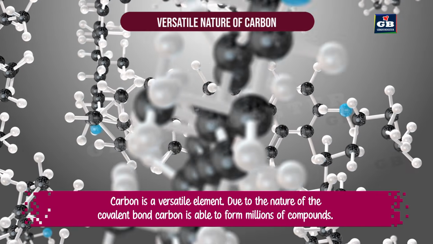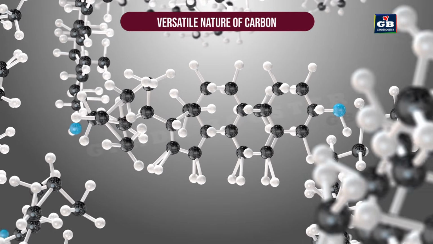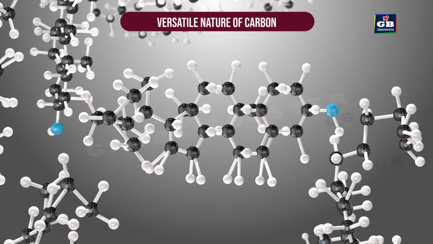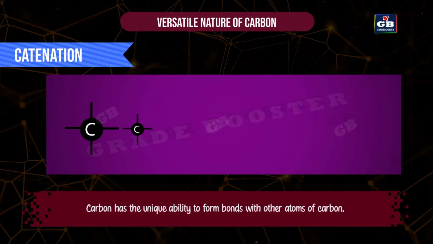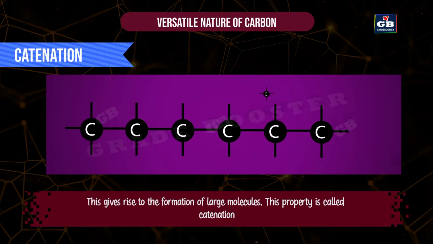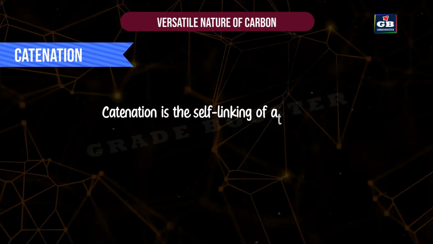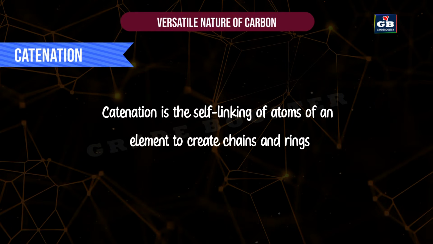Let us see the 2 main factors which make the carbon a versatile element. Catenation. Carbon has the unique ability to form bonds with other atoms of carbon. This gives rise to the formation of large molecules. This property is called catenation. Catenation is the self-linking of atoms of an element to create chains and rings.